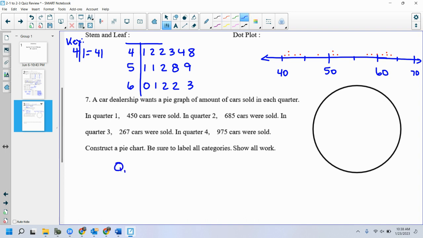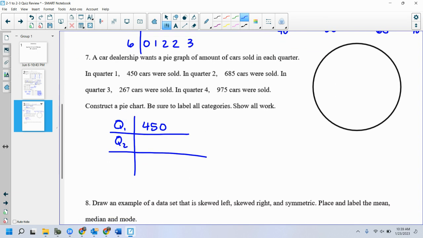In quarter 1, we had 450 cars sold. In quarter 2, we had 685. In quarter 3, we had 267. And in quarter 4, we had 900. We were on fire. 975 cars were sold.